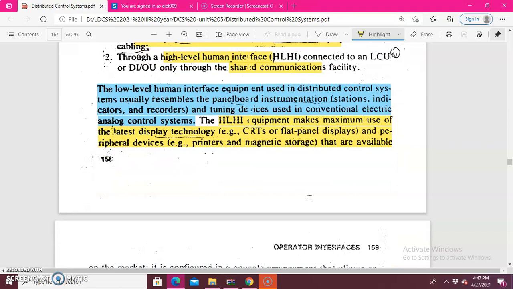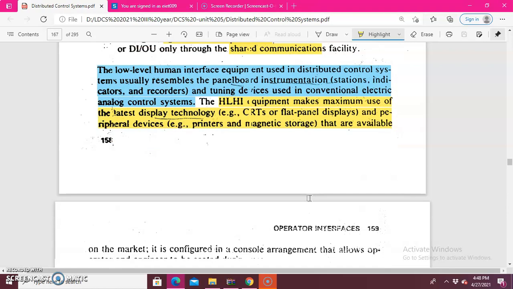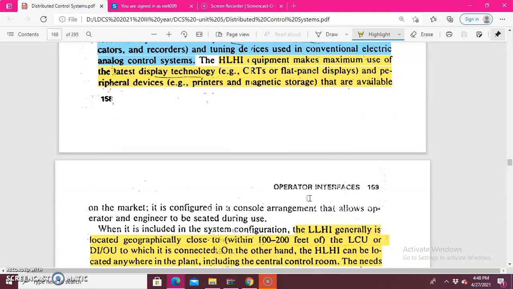When you come to the low level, it is fully related to panel board instrumentation, which is nothing but stations, indicators and recorders. These are used in the conventional analog control system. HLHI is the latest display technology, the HMI interface as we call it. In the olden days, people used CRT or flat panel displays, and then came printers and the magnetic storage available in the market.